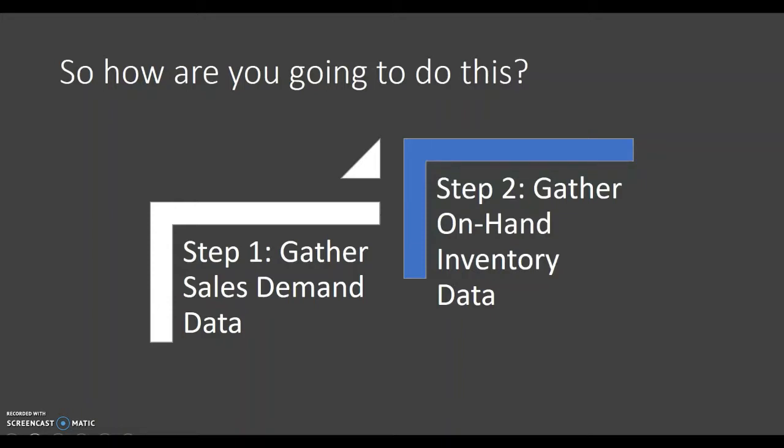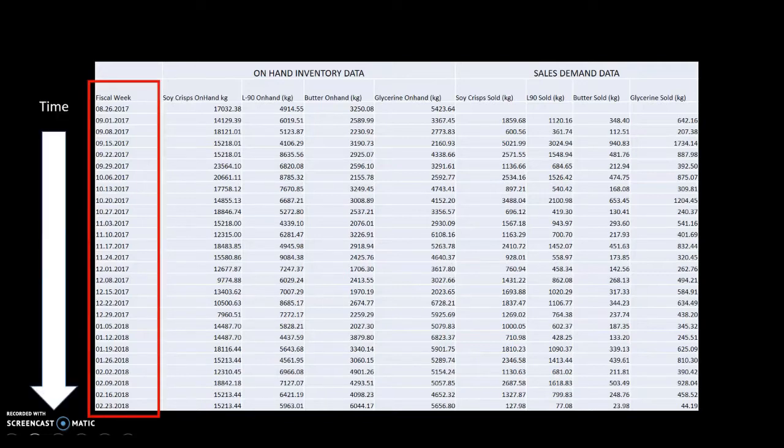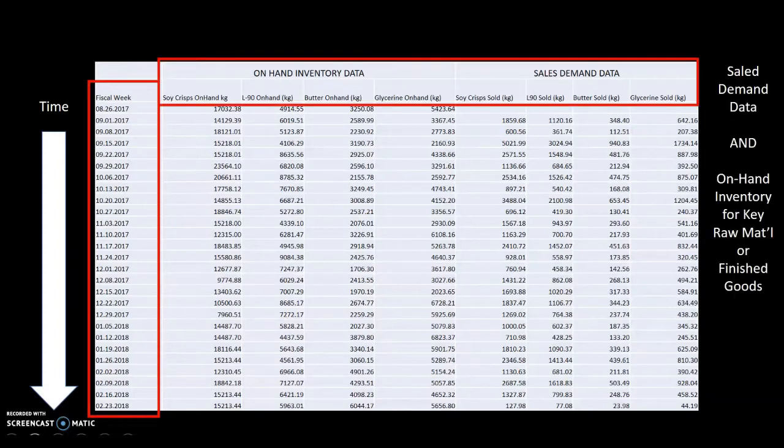Okay, so once you've got your sales demand gathered, step 2 is you want to gather your on-hand inventory data for the exact same time period for the product that you gathered in step 1. When you do that, it'll look something like this. On the left-hand side, you're going to gather it chronologically, like I mentioned, and the more data, the better. And then you're going to put your on-hand inventory data and the sales demand data that you gathered for your particular product across the top like this.